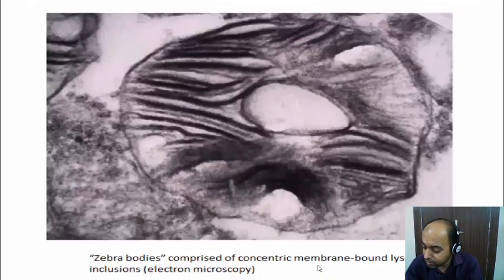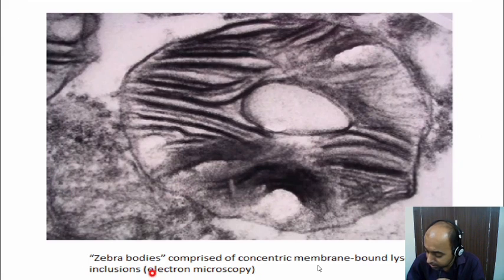And then we have what is known as the zebra body inclusion. Remember, I told you it is seen only under the electron microscopy. It comprises concentric membrane-bound lysosomal inclusions.